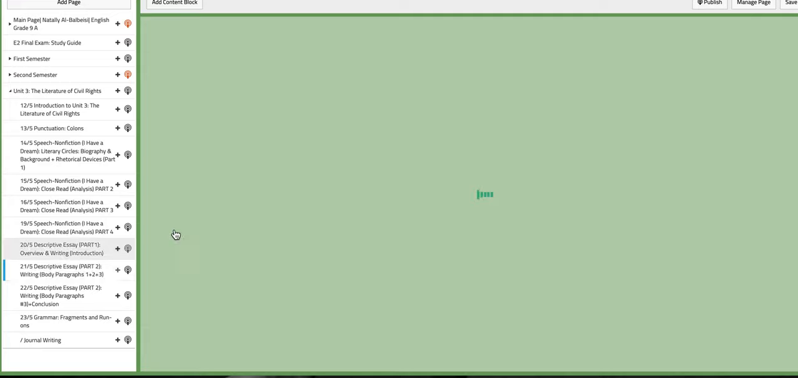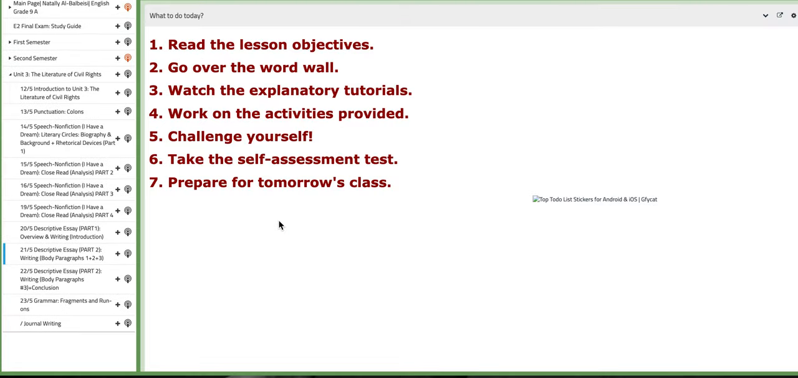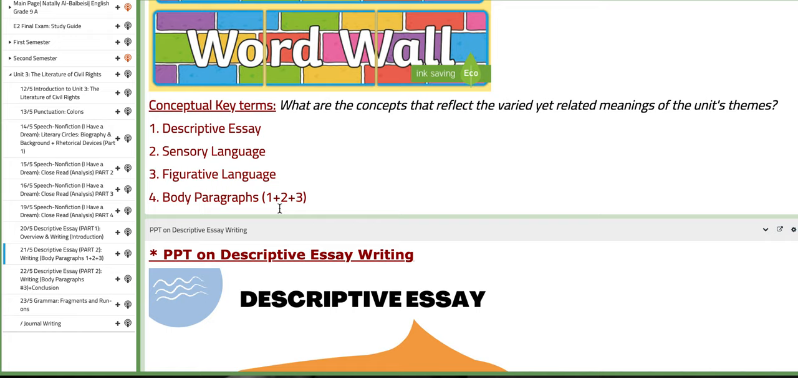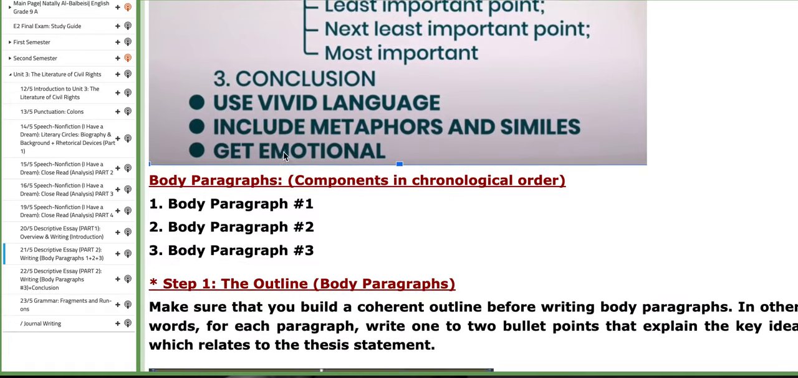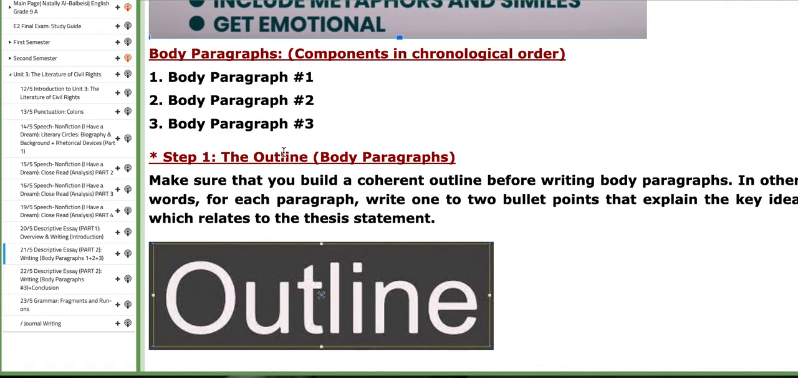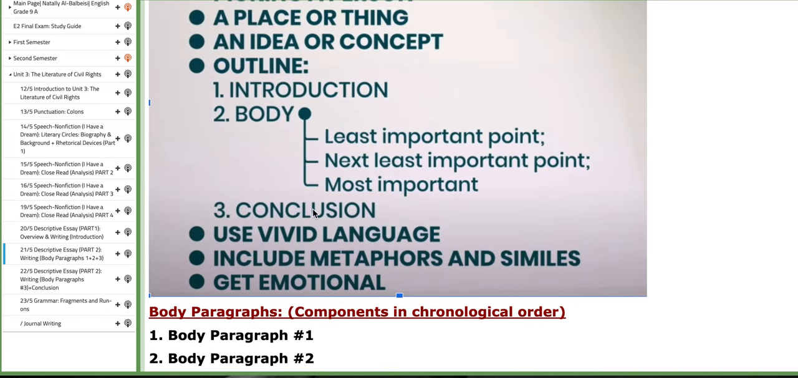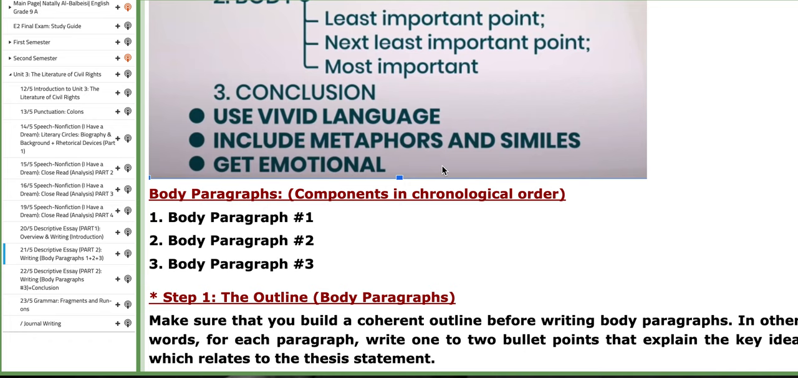Now, on the following day, you need to be done with your introductions, so you can start with the body paragraphs, body paragraph 1, 2, and 3. Of course, here you have exactly how to outline your body paragraphs. Usually in the body paragraphs of a descriptive essay, you need to start with the least important point, followed by the next least important point, and finally the most important point.